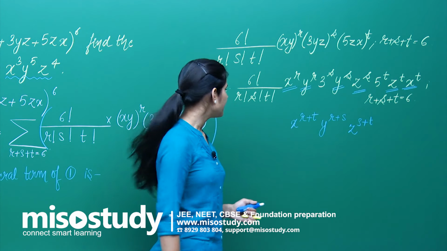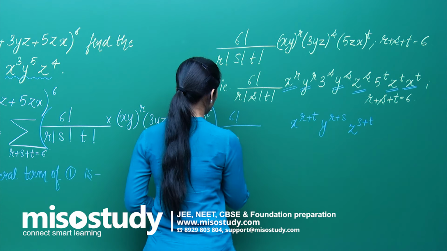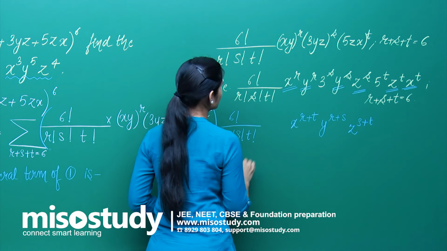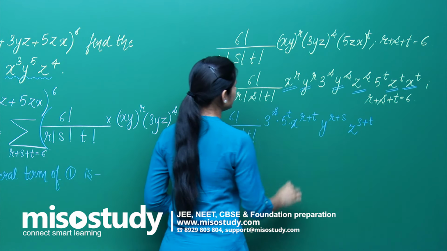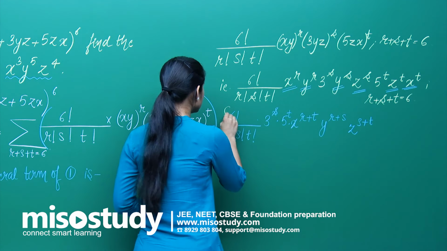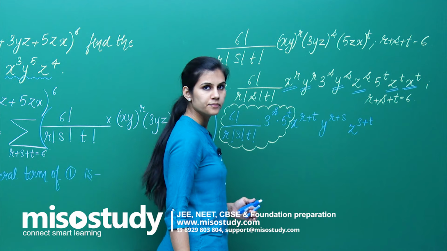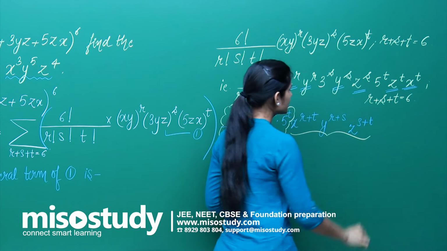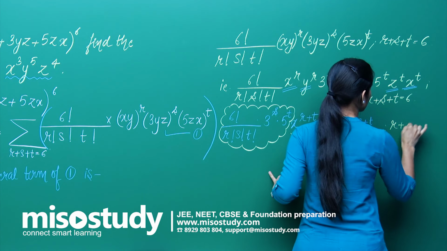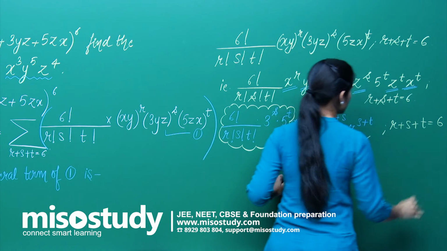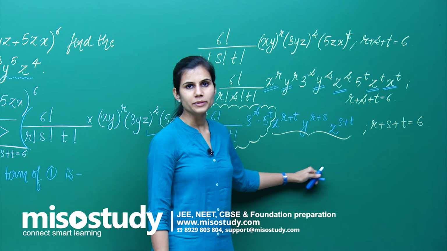This is how the variables are behaving, and if I talk about the numbers, you have 6 factorial upon r factorial, s factorial, t factorial into 3 to the power s into 5 to the power t. So this is the numeric value of this term, and these are how the variables are behaving. Clear? Such that r plus s plus t is 6. Now this is how a general term looks like in this multinomial expansion.